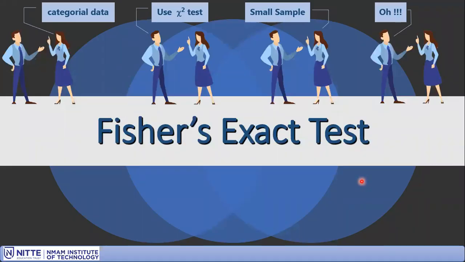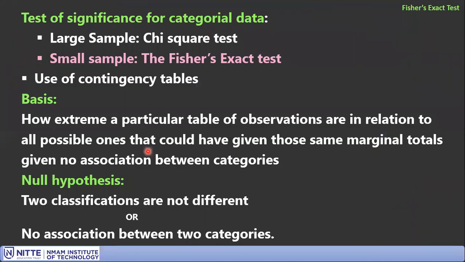We'll be using Fisher's exact test for categorical data when you cannot use the chi-square test owing to the condition that it's a small sample. For small sample categorical data where you cannot use chi-square, you'll be using Fisher's exact test. It is a test for significance for categorical data. For a large sample you'll be using the chi-square test, whereas for small samples you'll be using Fisher's exact test, this particular test which we are going to discuss in this video.